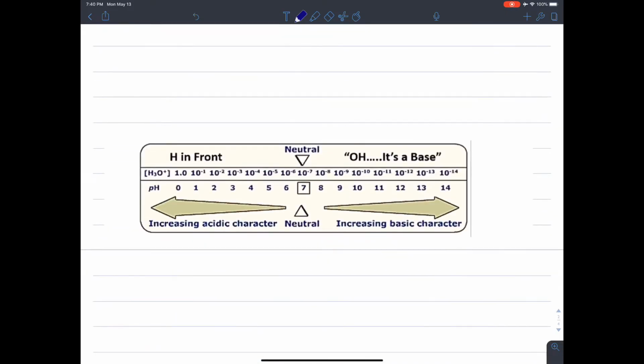So let's look at the pH scale here. You've probably heard the term before, pH scale. All right, so the pH scale, pH is a measure of acidity or basicity. It goes from 0 to 14 with 7 right in the middle.